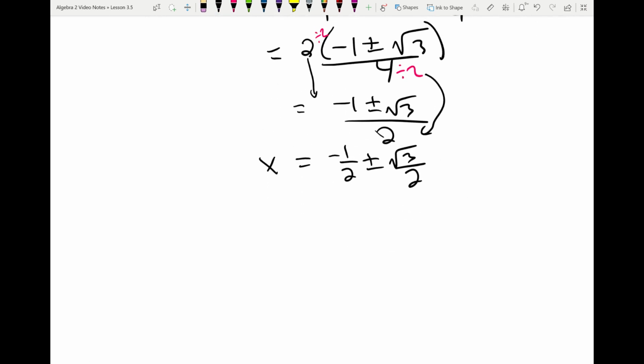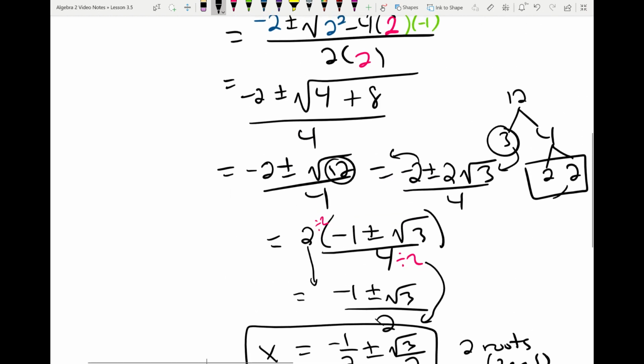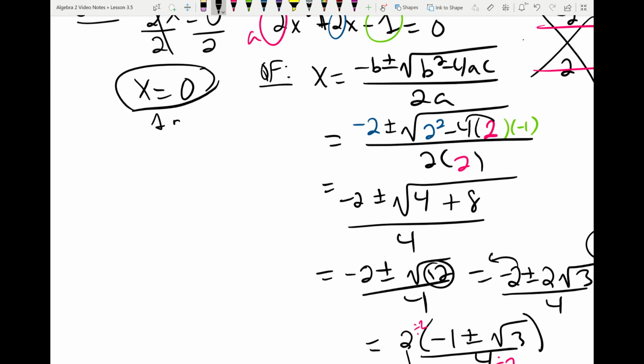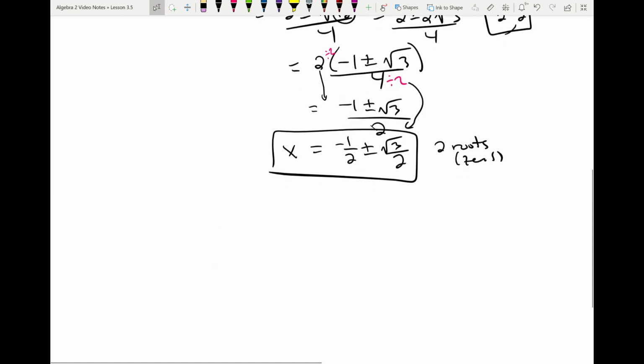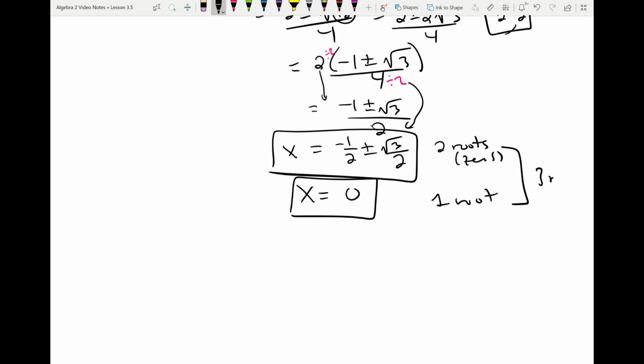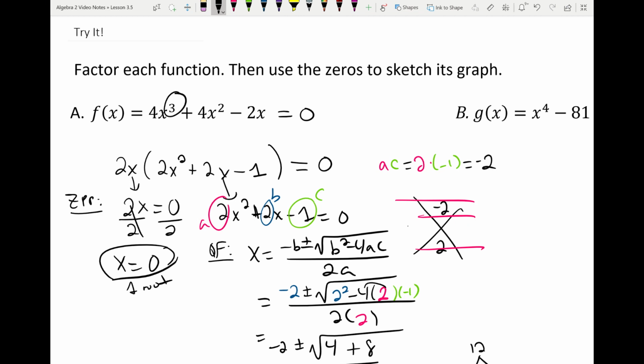Okay, so let me box up this whole thing. So we have two roots here. Roots are also known as zeros. And then we have 1 root here. So we have a total of 3 roots. Okay, I'm going to write the other root over here, x equals 0. So we have a total of 3 roots. And that makes sense because if you look at the problem, the highest power is 3, the degree is 3, so you should have at least 3 roots when you do this. So we need 3 roots or zeros.